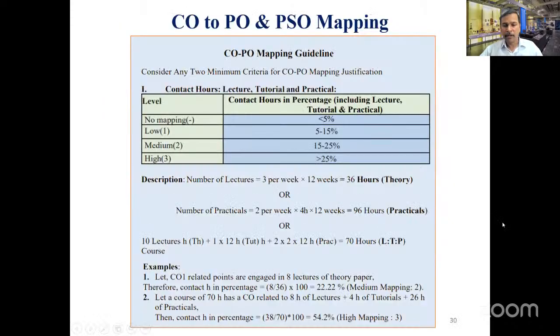Okay. So this is how the mapping strategy you have to follow. This is the first criterion, based on the contact hours. You calculate how many contact hours are dedicated to complete the content of the course related to a specific CO. If it is less than 5%, that need not be mapped with PO. If it is in between 5 and 15%, you map with level 1, low level. If it is in between 15 and 25%, you map with level 2, that is medium. If it is greater than 25%, you map with level 3, that is high.